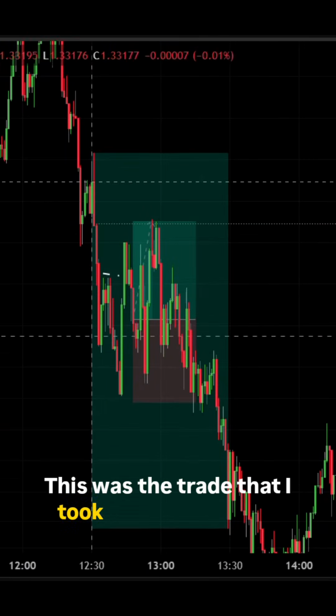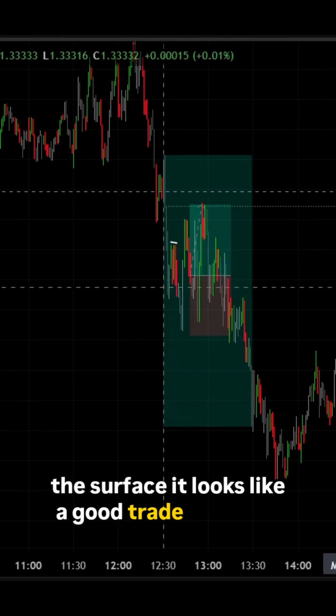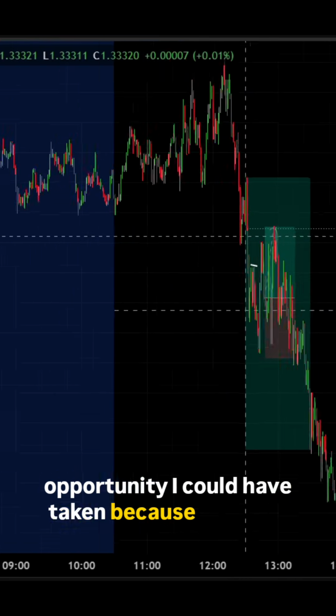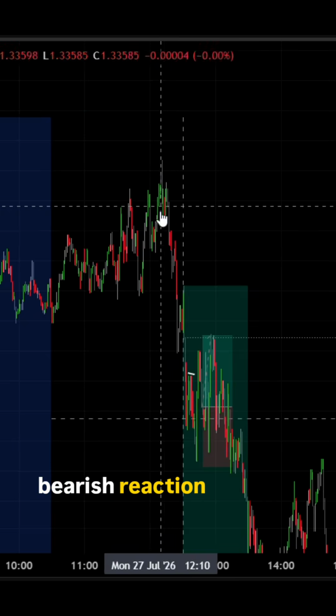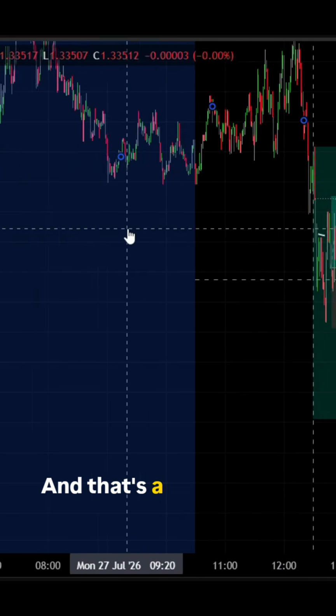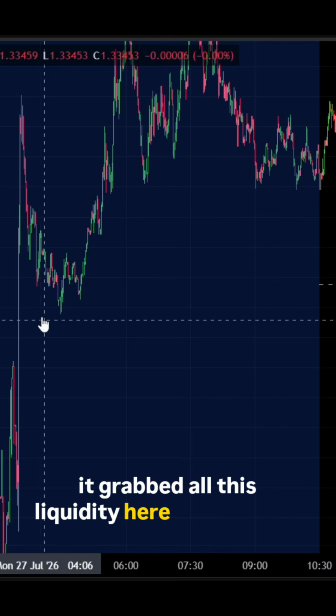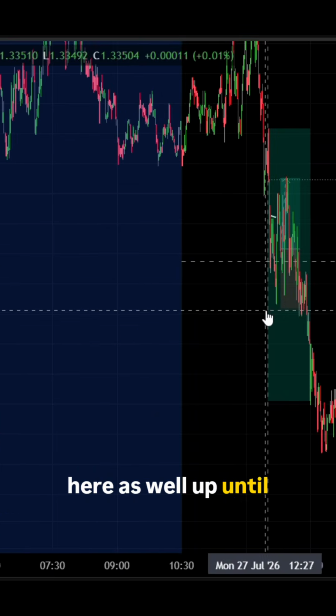This was the trade that I took in London, and on the surface, it looks like a good trade or a valid opportunity I could have taken because I had the bearish reaction I wanted to see, and price action induced Asia midline, and that's a good area to look for reversals. And it grabbed all this liquidity here and liquidity here as well up until this point.